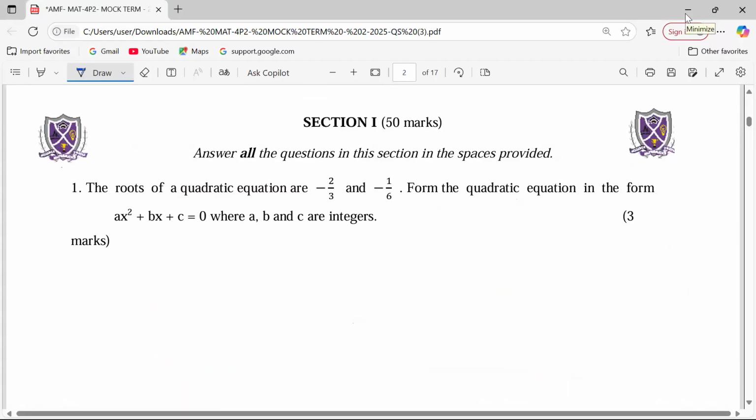Back to the paper. The roots of a quadratic equation are -2/3 and -1/6. Form the quadratic equation in the form ax squared plus bx plus c equals 0, where a, b, and c are integers, for 3 marks. So let's look at this one now.